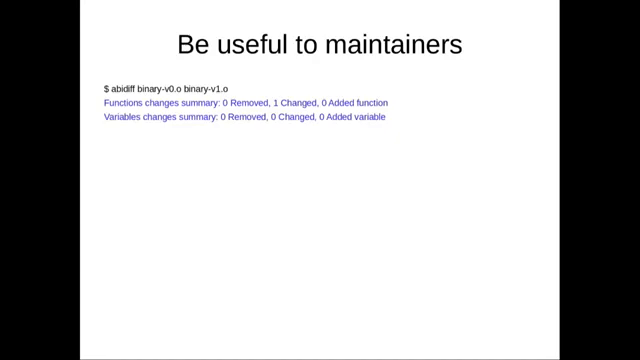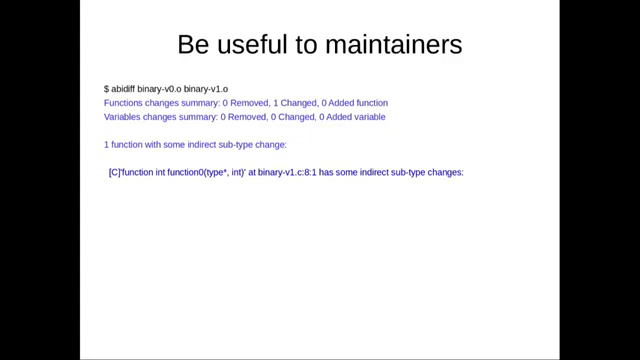So the first part is just an abstract of the changes that were detected. Basically, we're seeing that there was one function that changed. And what does that mean? Then it goes on saying that the name of the function that changed is function0. It tells you its type and so on and so forth.